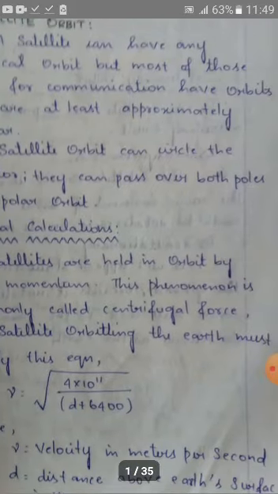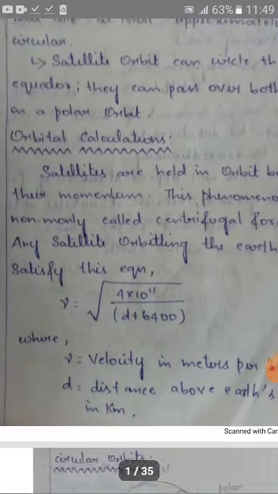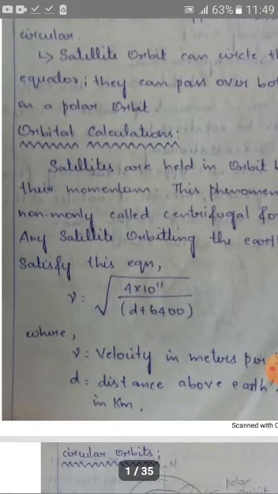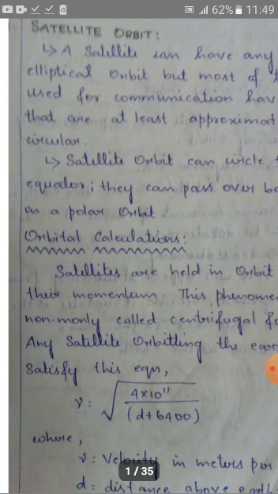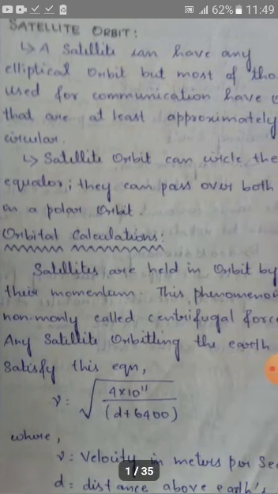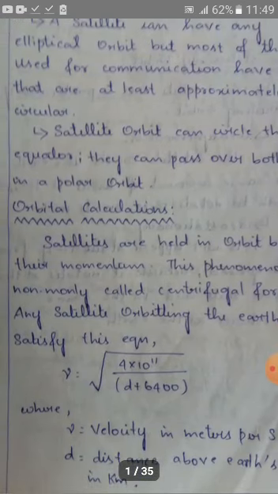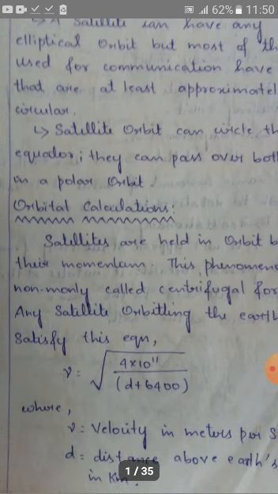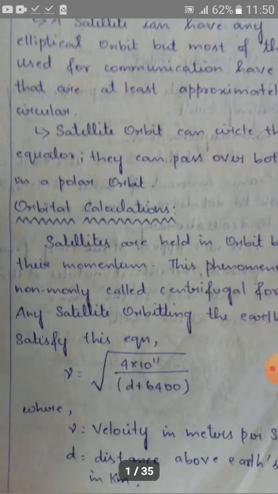Satellite orbits can circle the equator. They can pass over both the poles, which is a polar orbit. Because the earth rotates, and also the sun follows an elliptical path, in the same way the satellite can have an elliptical orbit. Most of them are used only for the communication process, because you have to receive and send signals.